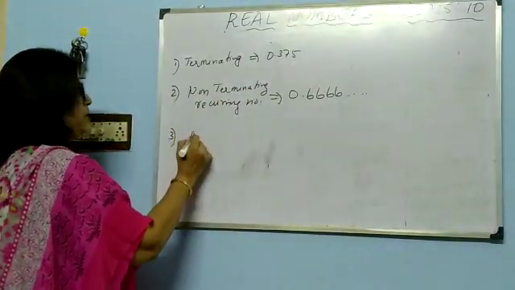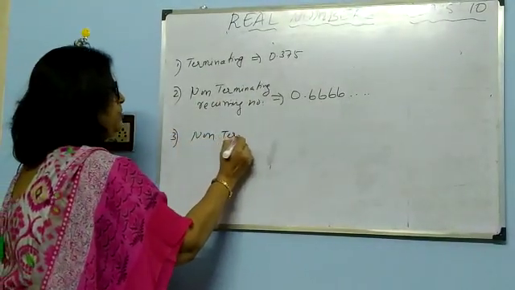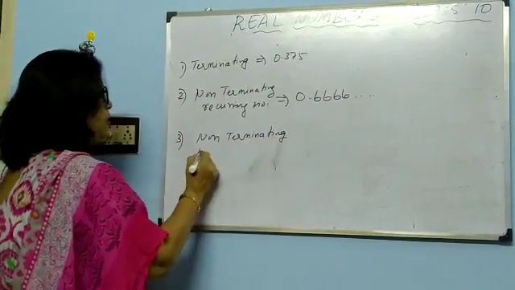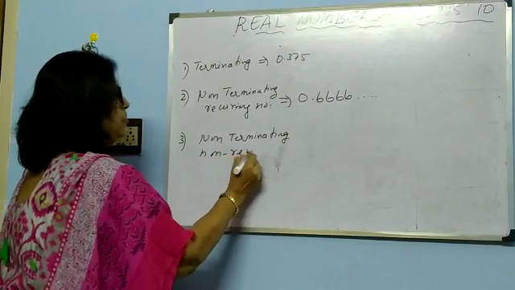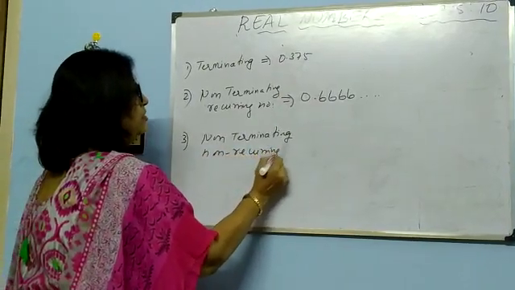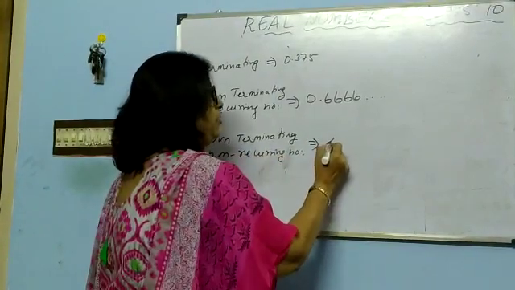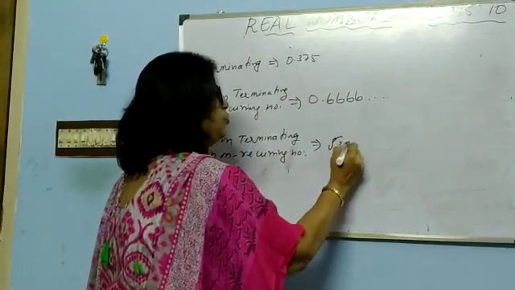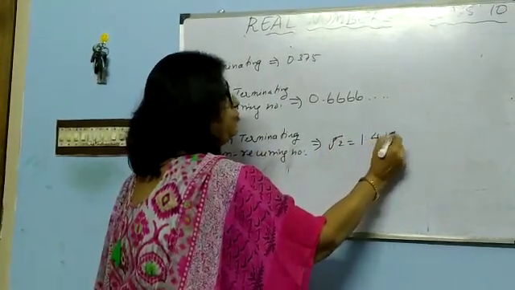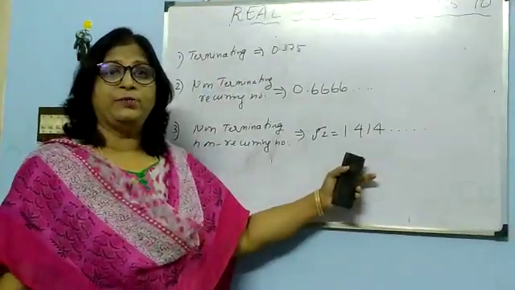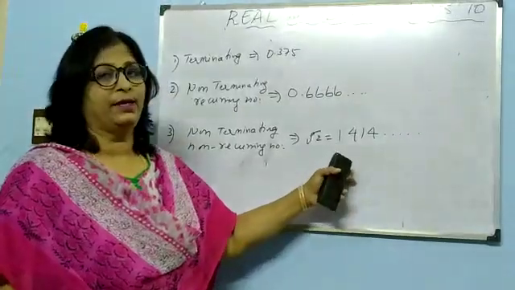And the third one is a non-terminating, non-recurring number. So here we have, as we have seen, root 2, which is equal to 1.414, it keeps on going. So this is a non-terminating, non-recurring number.